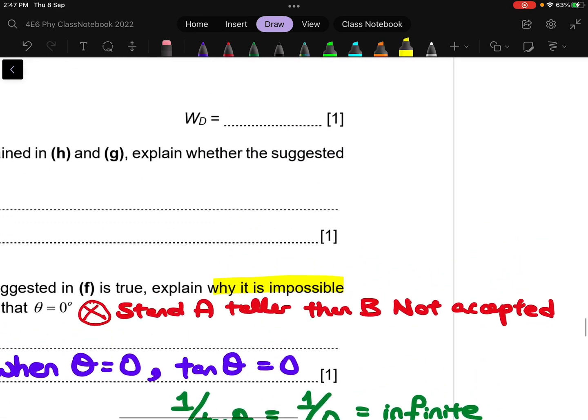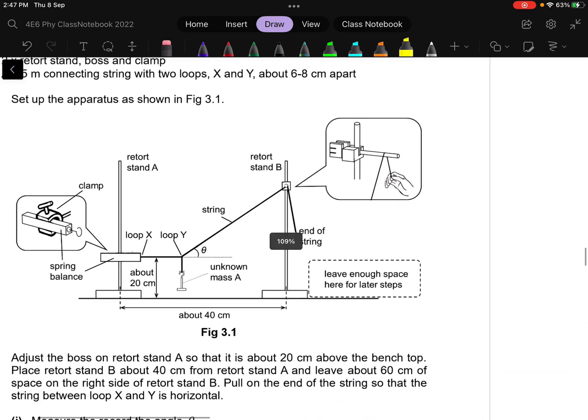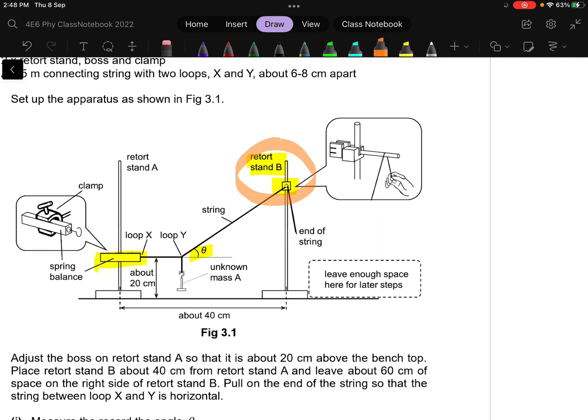So some common wrong answer that I receive is that because down here, if you look at the diagram, some of you are saying that theta cannot be 0 because your retort stand B over here must always be taller than where the spring balance is mounted. Well, I understand, yeah, but why is it that retort stand B must be taller than the spring balance? We are asking you, why is it impossible, right? So you need to tell me why it is impossible. Because to me it is very possible. Just shift the thing down here, right?